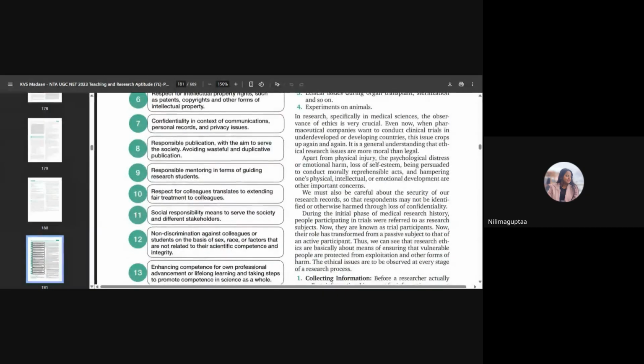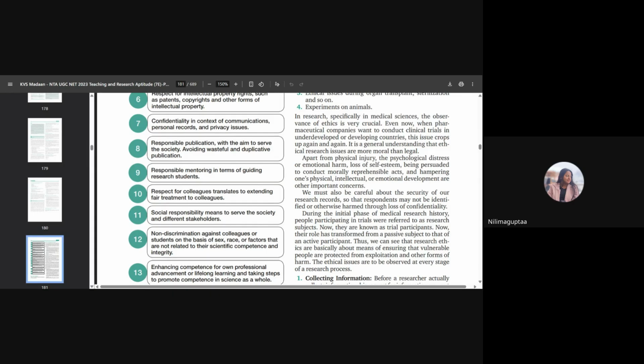Next, we have responsible publication with the aim to serve the society. Avoiding wasteful and duplicative publication is very important. We should be very careful in which paper we are publishing. What is its impact factor, how good it is, is it a UGC paper or a non-UGC paper. We should ourselves be responsible for it. It is expected in research ethics while we are doing that.